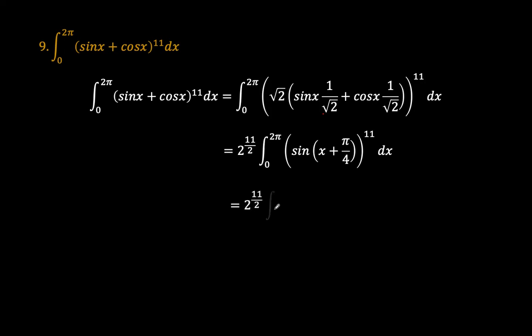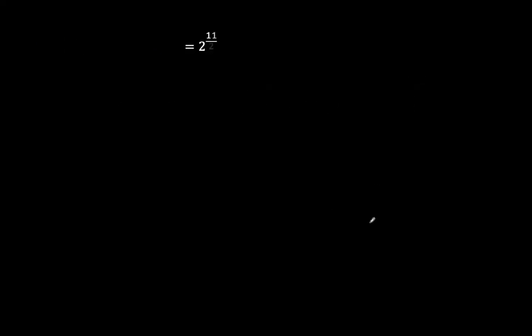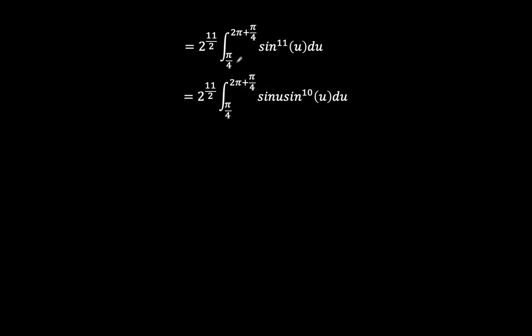And that is the integral, first over the constant 2 to the power 11 over 2, integral from x equals 0 to 2 pi of sine to the power 11 of x plus pi over 4. So going forward, we can say let u be equal to x plus pi over 4, adjusting the limits appropriately. So we have a simple integral of 2 to the power 11 over 2 times the integral from u equals pi over 4 to 2 pi plus pi over 4 of sine to the power 11 u. And that is the same as sine u times sine to the power 10 u.